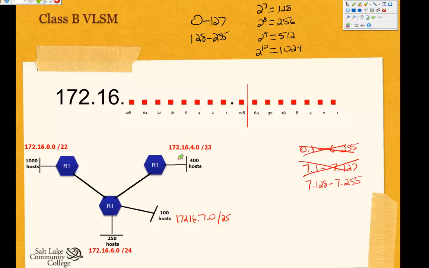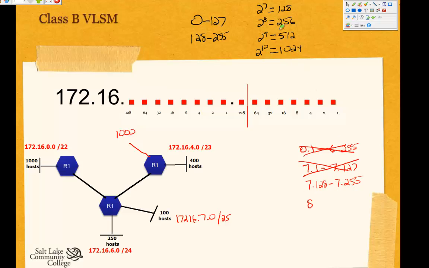And then we're going to say that our network actually has grown some more. And so we're going to throw another network out here, and we're going to throw another 1,000 hosts on this network. So we've defined everything else, and all of a sudden now we have another 1,000. Well, how do we work that? Well, what's the next network number after 7? Well, it's going to be 8, because we're not going to use that one right there.